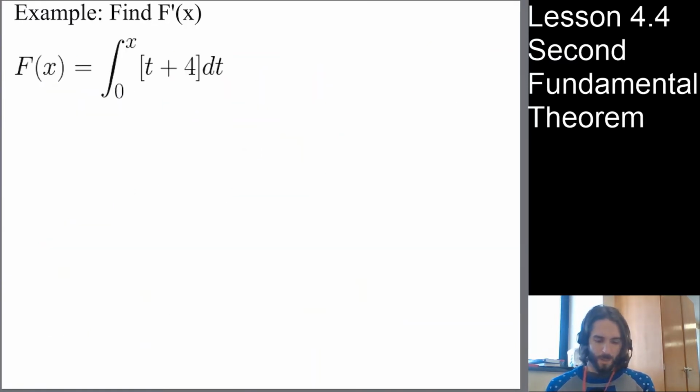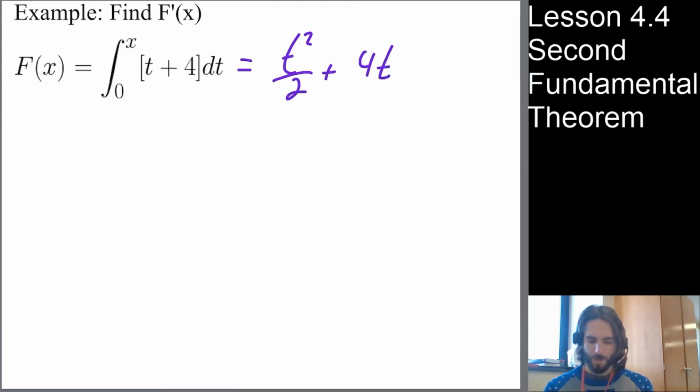Okay, so here's what the second fundamental theorem of calculus really deals with: taking the derivatives of these accumulation functions. So we're sort of taking the derivative of an integral. This is going to be a concrete example of how that works, and then we'll look at it a little more abstractly. So if I wanted to find this function, I would do the same thing I did before. This would be t squared over 2 plus 4t, evaluated from 0 to x, so that's x squared over 2 plus 4x.